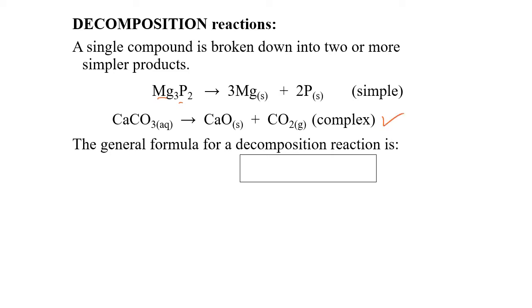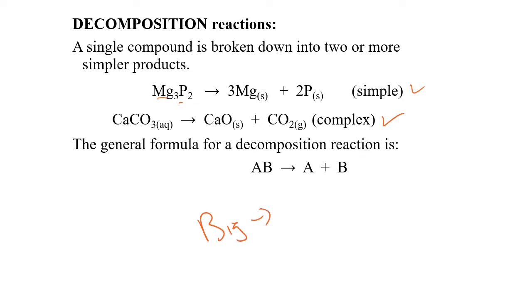The complex ones, we're never going to ask you to predict these for this class. Those ones are a little bit harder, but you should be able to do the simple ones. It still works out really straightforward. So the synthesis was A plus B. The decomposition is going to be, surprise, surprise, AB turns into A plus B. So basically big into smaller compounds. All right? So let's try some of these.